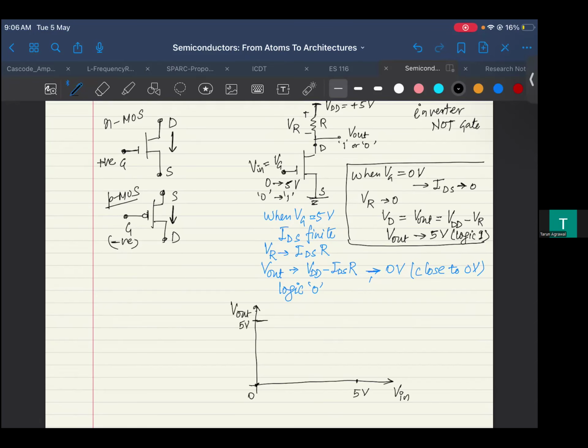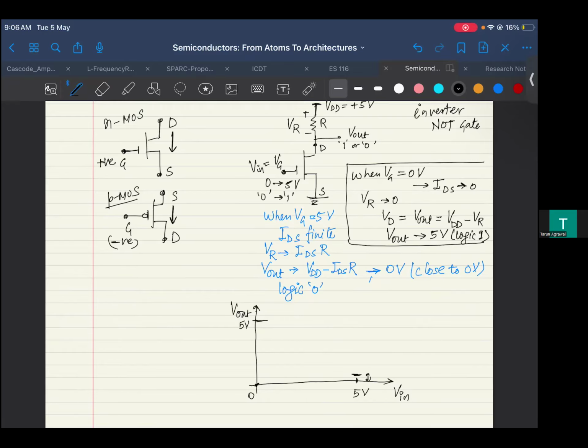But now we also know that when 5 volt is applied, there is a finite current which is very close to 0. So it means there is some voltage very close to 0, which is not 0, but there is some difference, right? But that is close to 0. So this point also we know. Now what is happening in between, right?